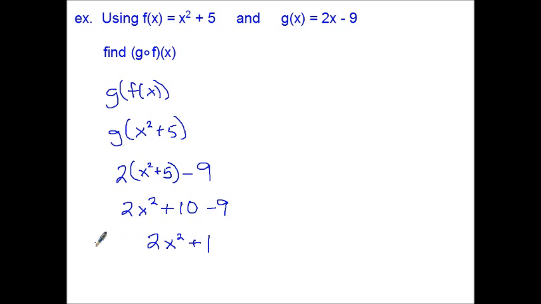Again, technically I should throw a g of f of x in front of this guy. And there you go, a totally different answer. Instead of that big long 4x to the second plus yada yada yada, you get something much different. So again, please don't assume that you can reverse the order and still have it come out the exact same way.